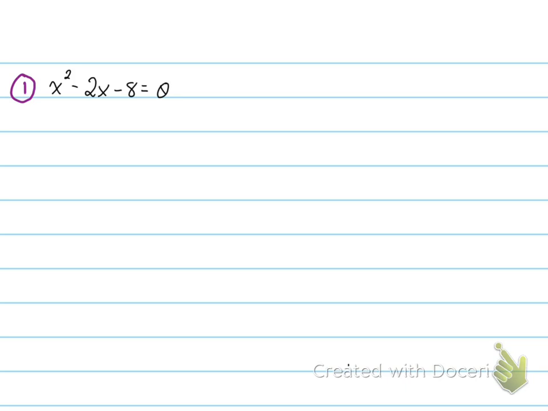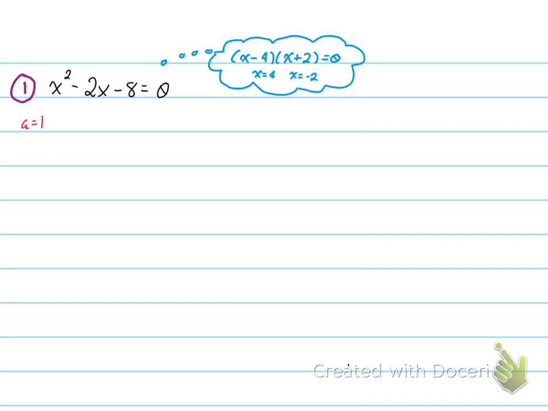Now this equation does easily factor, and I might be thinking in the back of my head, oh, I could just rewrite that as x minus 4 times x plus 2. Therefore, my solutions would be positive 4 and negative 2. So let's keep that up there, and we'll double check using the quadratic formula, see if our answers match up. My a value here is 1, b value negative 2, my c value is negative 8.